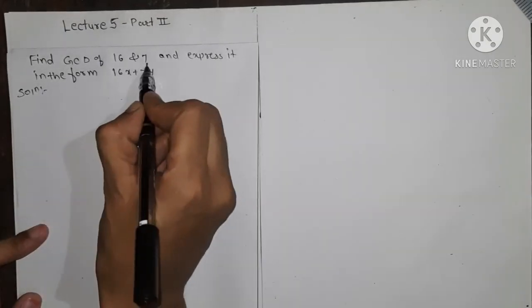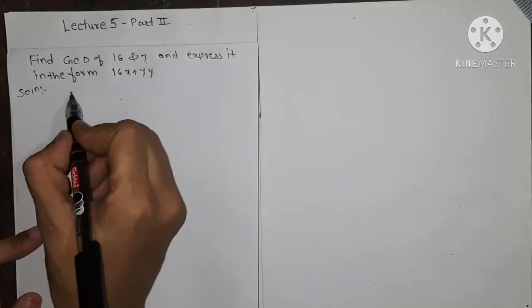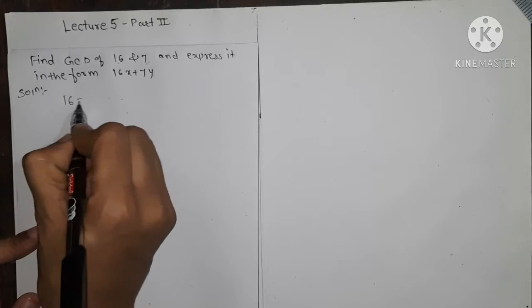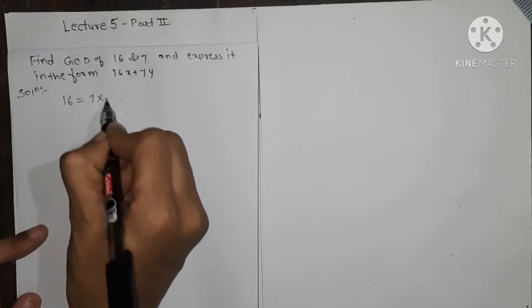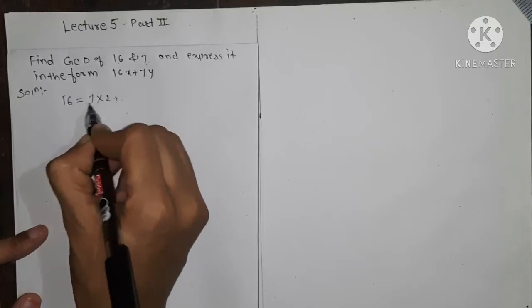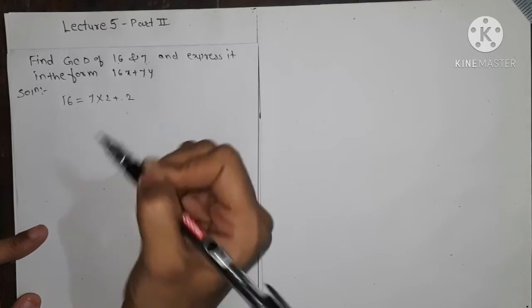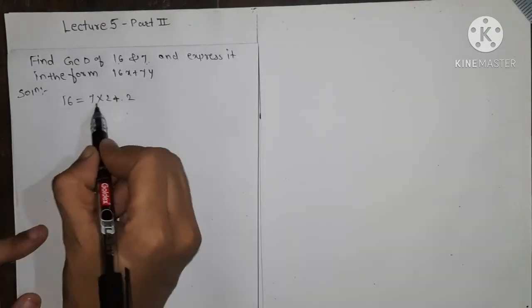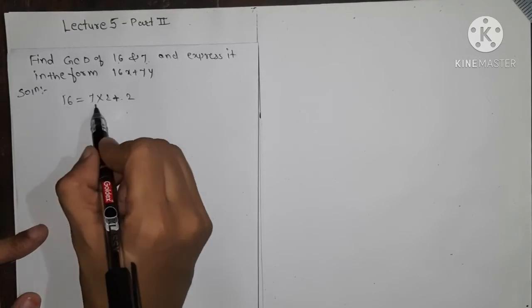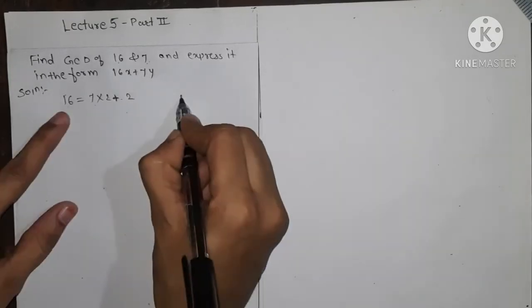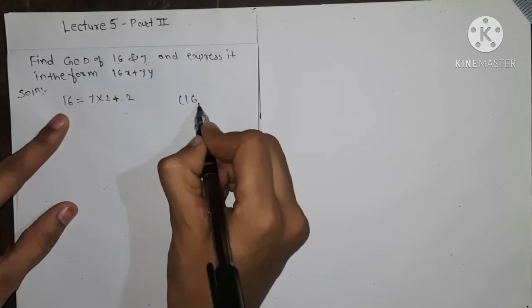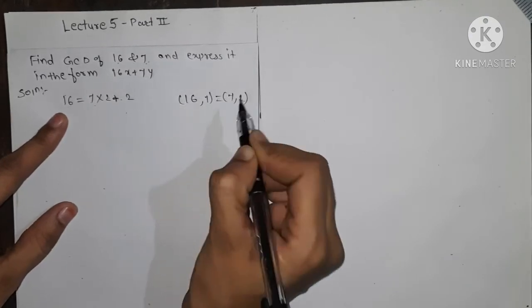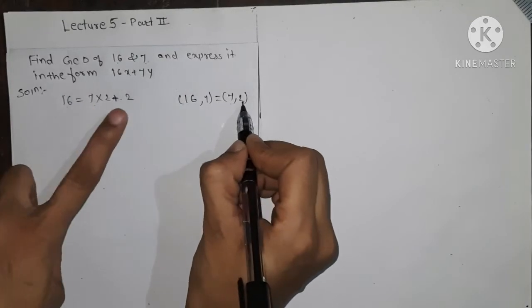As 7 is the smaller number and 16 is the bigger number, we divide 16 by 7 and we write 16 is equal to 7 multiplied by 2 plus 2, so the remainder is 2. Okay, so we write 16 in the form a equals bq plus r. By theorem, the GCD of 16 comma 7 is equal to the GCD of 7 comma 2, that is the divisor and the remainder.